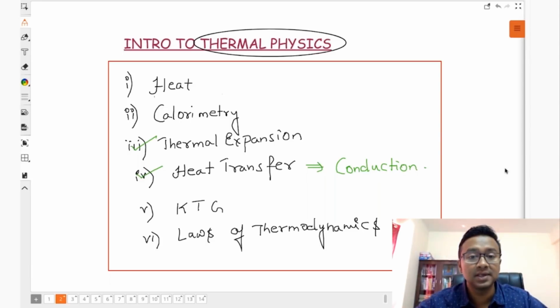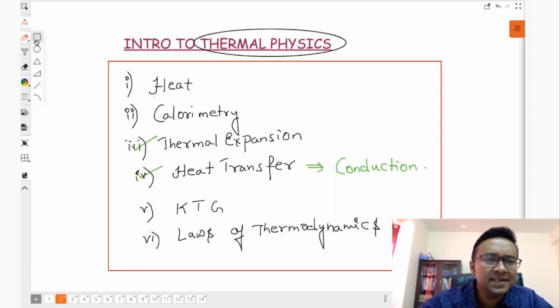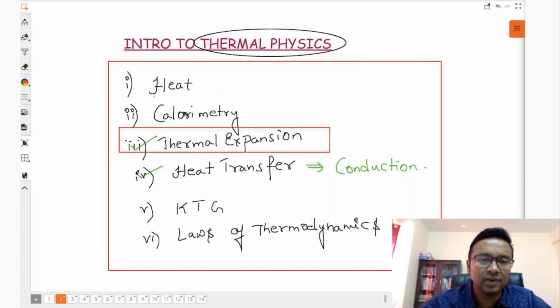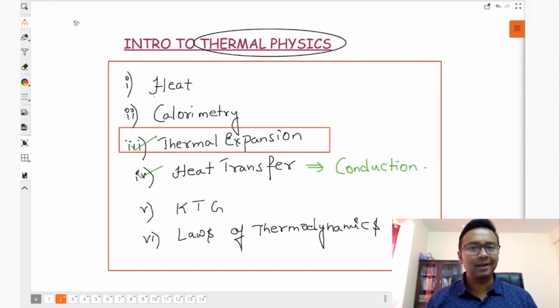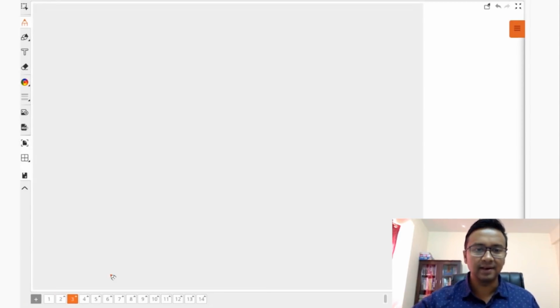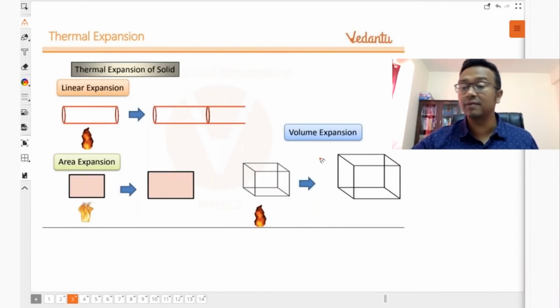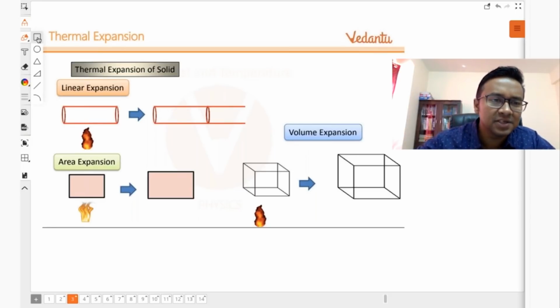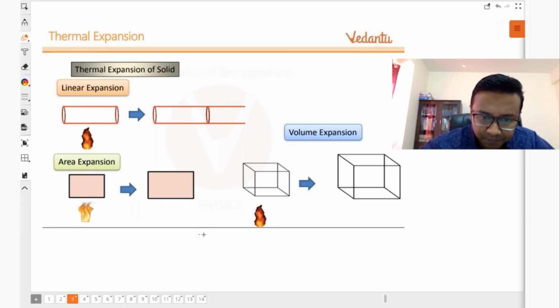All right students, the basics of thermal expansion you have been exposed to even in junior classes. We all know, when you heat a metallic object, it expands. It could expand in length, in area, or in volume. Now, typically, what is the reason behind this expansion taking place? Let me explain to you in brief.